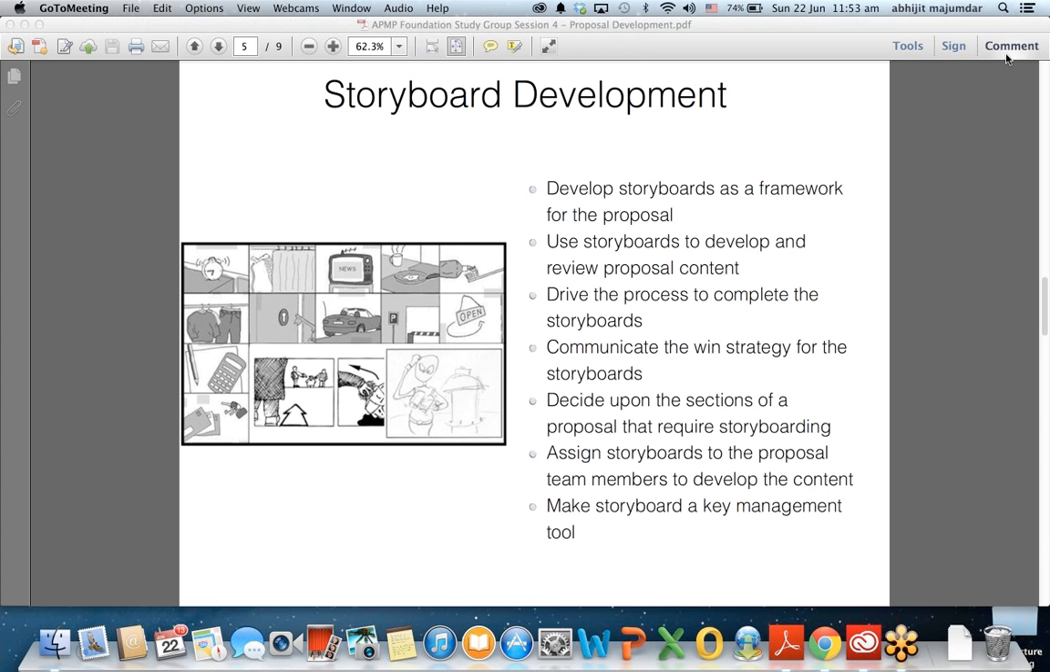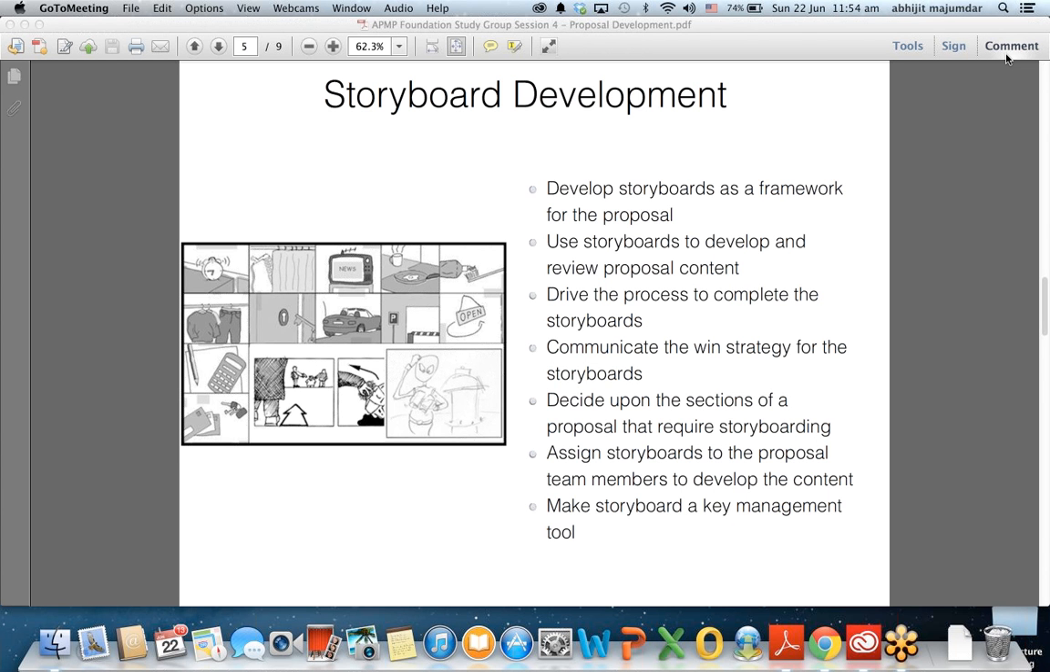As I said, you need to decide which sections of the proposal require storyboarding. All sections of the proposal may not require storyboarding. Sections which can be replaced with boilerplate text should be replaced with boilerplate text, and of course, you can contextualize that boilerplate information as per the particular customer. For the remaining sections, where you have to give a strategic response based on the objectives of that particular section of the customer, you need to create a storyboard.